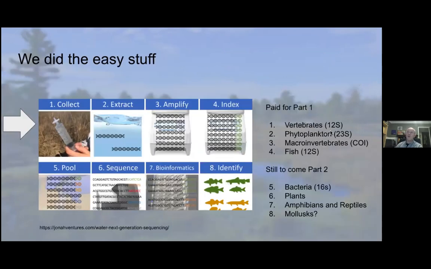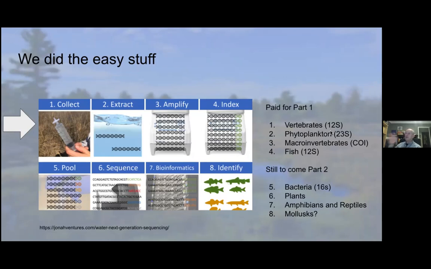I don't want to overstate what we did, because we did the easy stuff in this environmental DNA. We performed the collection of water, and a DNA company, Jonah Ventures, did the other 7 steps. They performed the extraction and amplification, indexing, sequencing, bioinformatics.